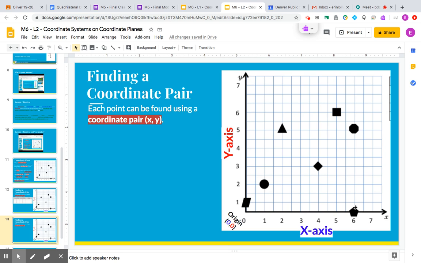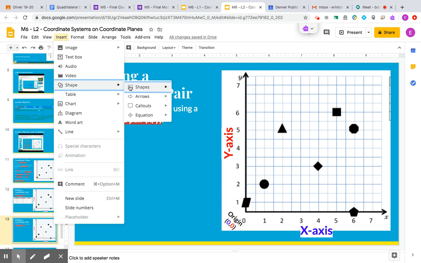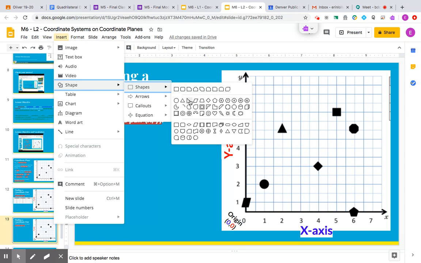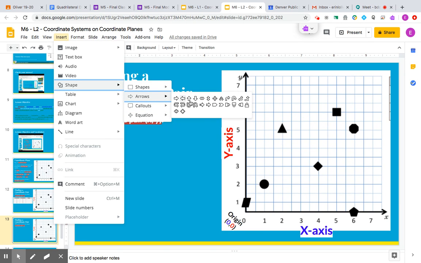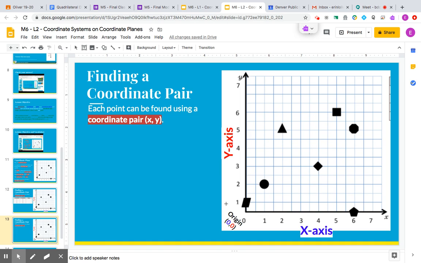Let's take another look at this coordinate plane. Now, we know that the origin is the point that is 0, 0. So let's put an arrow pointing to our origin. The point is 0, 0. It's where everything starts, where we measure everything from. So we have our origin point right here.